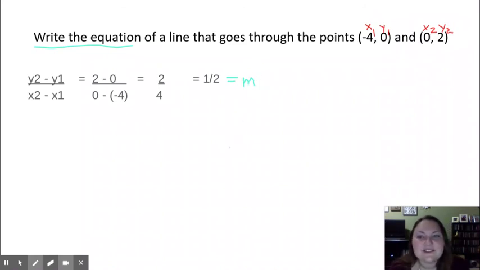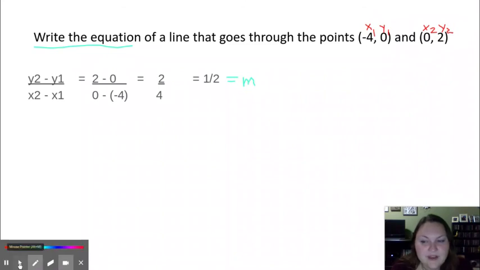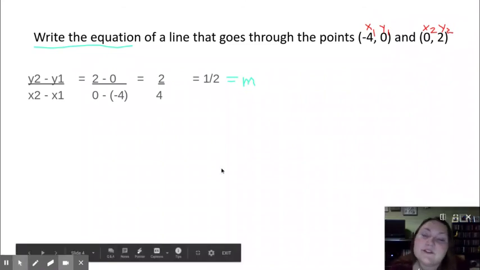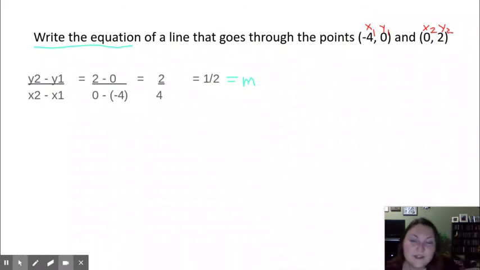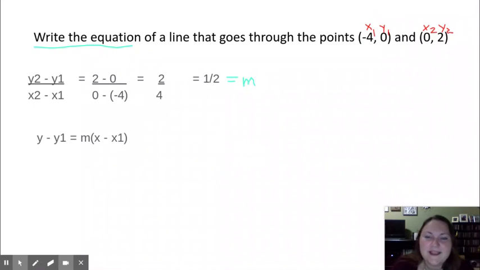We still have an extra step where we need to write an equation. It goes back to what I was saying about those two formulas you have for writing equations. You've got slope-intercept form. You've got point-slope form. Since we've got points and slope, I'm going to use point-slope form, which would look like this one here.